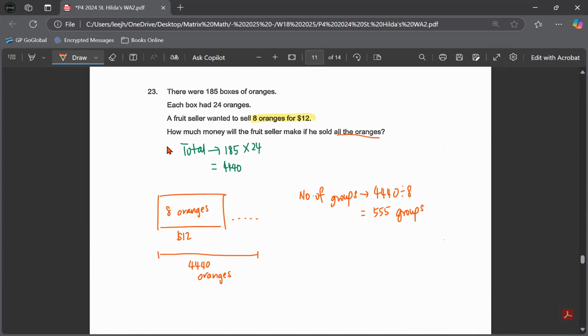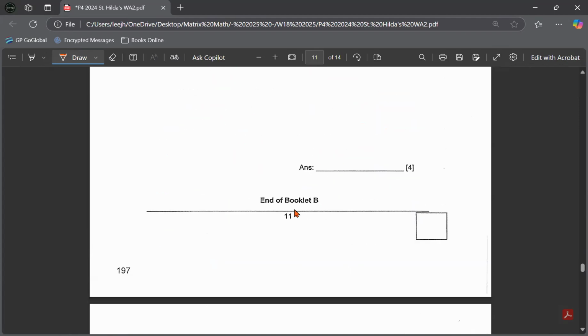He's selling all the oranges and each group is sold at $12. So one group, $12. We have 555 groups. So how much would he make? So you take 555 times 12. Your answer is $6,660. So please finalize your answer.